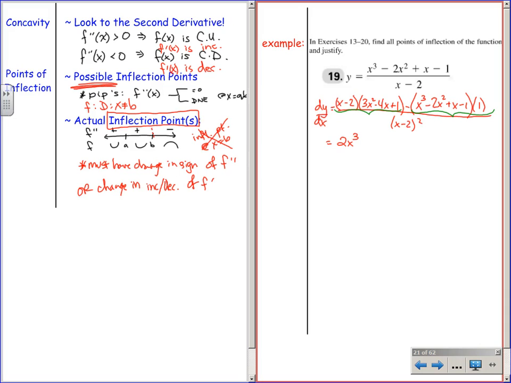I think the x squareds all cancel, right? But with this one, it's negative 6x squared minus 4x squared. Oh, yeah, you're right, it doesn't. Negative 8x squared, you're right.